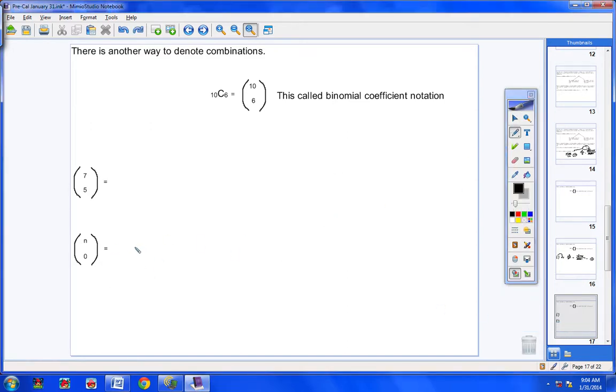Let's start off by rewriting this in our normal notation. So I have a C and then an N here and a 0 here. Now let's go ahead and rewrite that. That means we have permutations, an N here and a 0 here. And then down here in the bottom, whatever this number right here is, it's a 0.